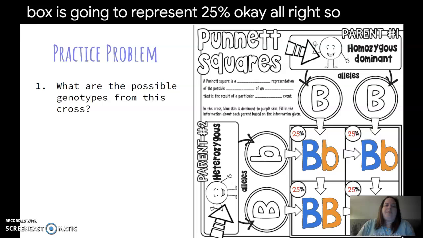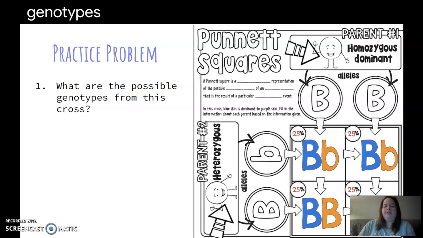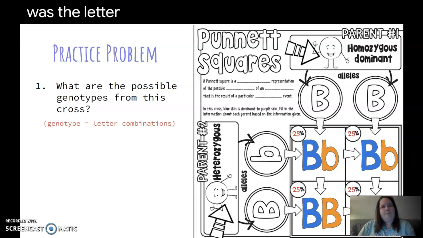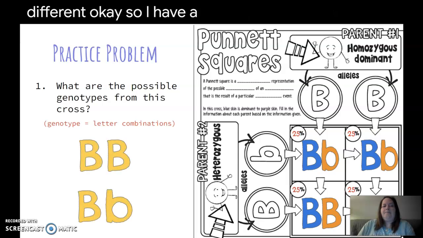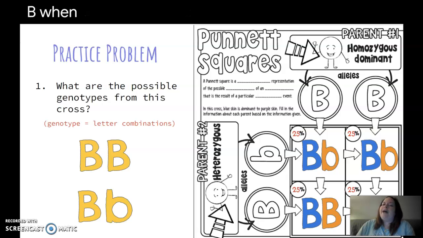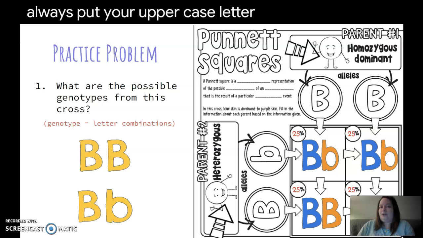All right, so now we want to ask the questions. What are the possible genotypes from this cross? Remember, the genotype equals the letter combinations. So I'm not going to write out every single one. I'm going to look for any that are different, okay? So I have a big B, big B, and a big B, little b. When you are writing these allele combinations, always put your uppercase letter first, okay?